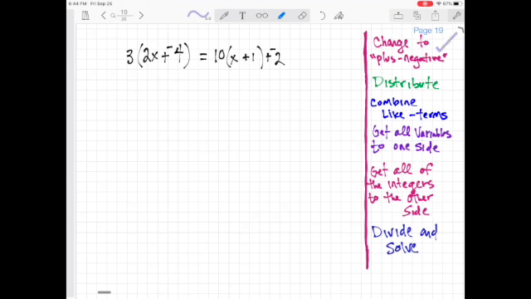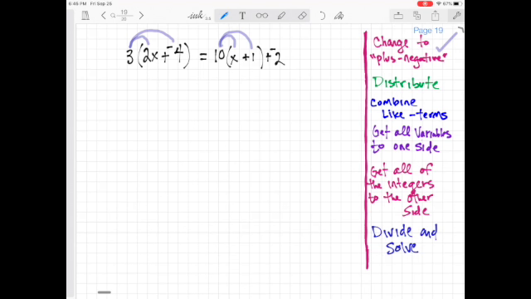So the next thing, we're going to distribute. So I've got a distribution on the left-hand side, and we actually have a distribution on the right. So let's distribute. So 3 times 2x and 3 times negative 4. Next, I've got 10 times x and 10 times 1.